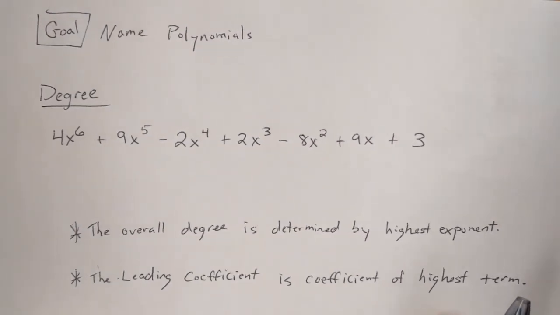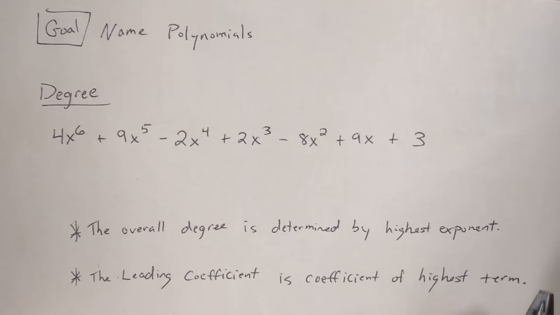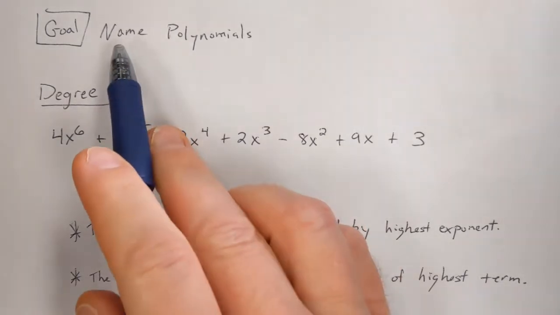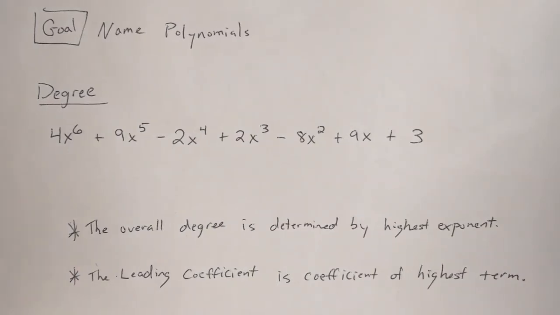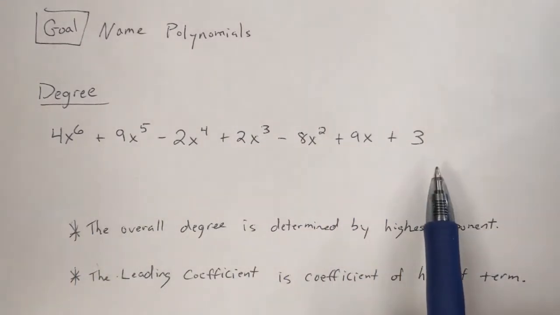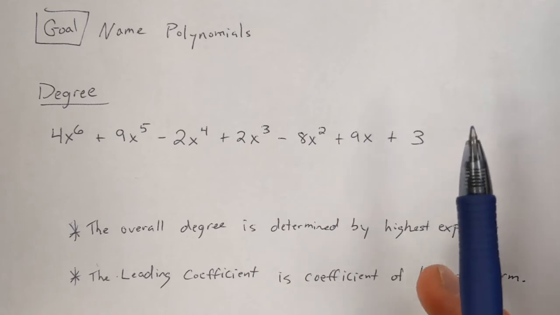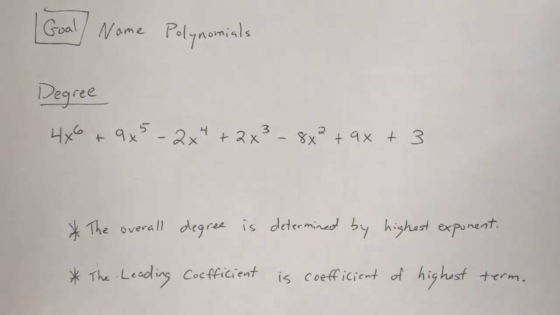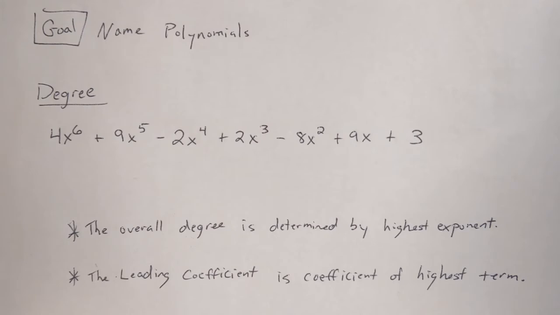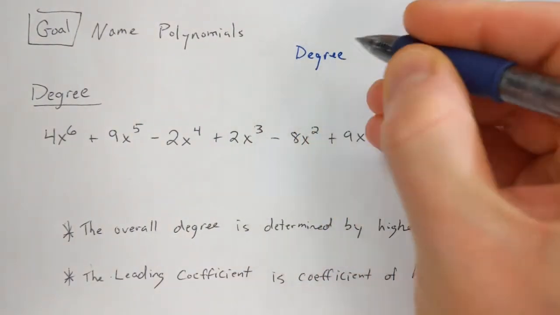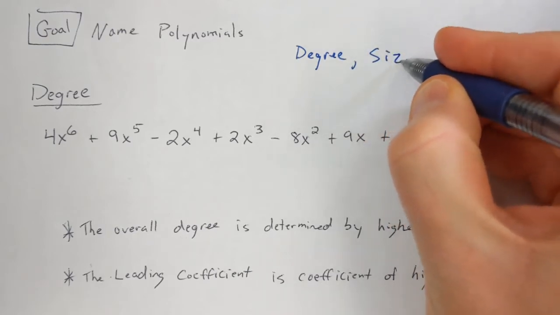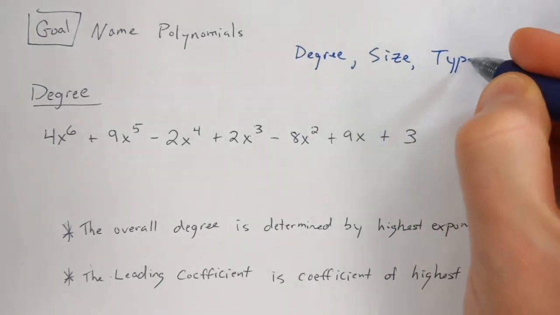Students, we are back starting a brand new unit today, a unit on polynomials. And our first goal is we want to be able to name polynomials. All right, if we're going to do this whole unit called polynomials, let's figure out what a polynomial is, and let's figure out how to talk about it, how to be able to name it and use these vocabulary words. Okay, so we're going to find there's actually three ways to name a polynomial. A polynomial can be named by its degree, by its size, and by its type.